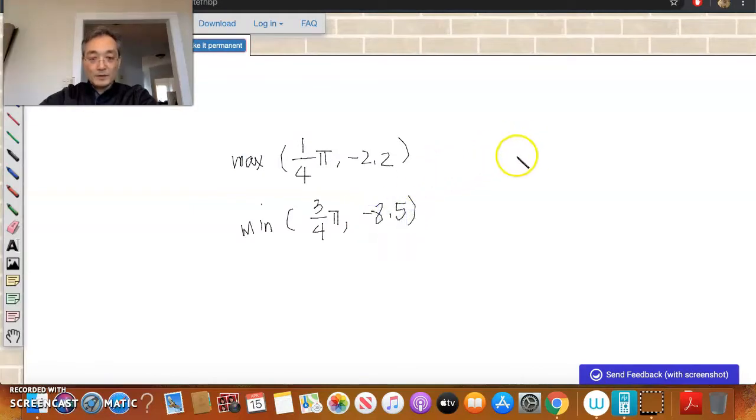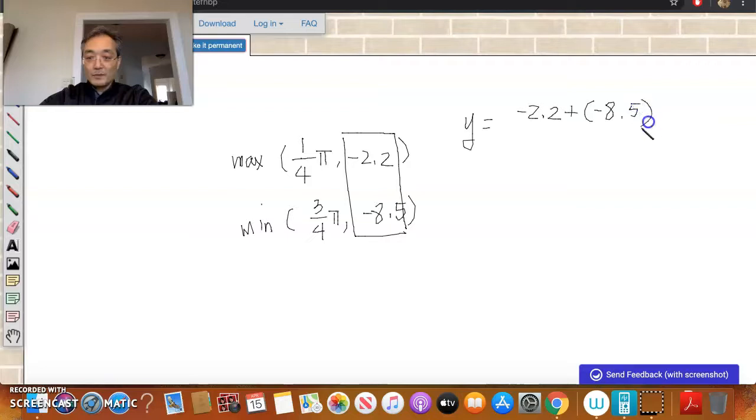Okay, and we want the midline, right? So again, the x coordinates really have nothing to do with the midline because the midline is halfway. It's the halfway point for the y coordinates of the max and the min. So we have to find the halfway or the average of these two numbers. So y is equal to negative 2.2 plus negative 8.5. Add them up, divide by 2. We're finding the average, right?